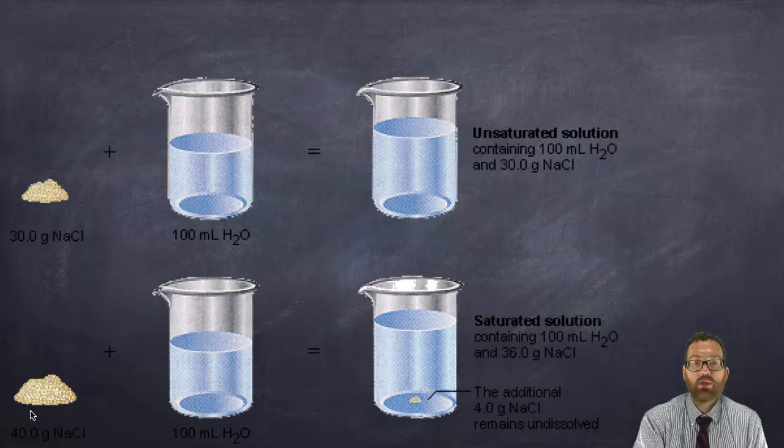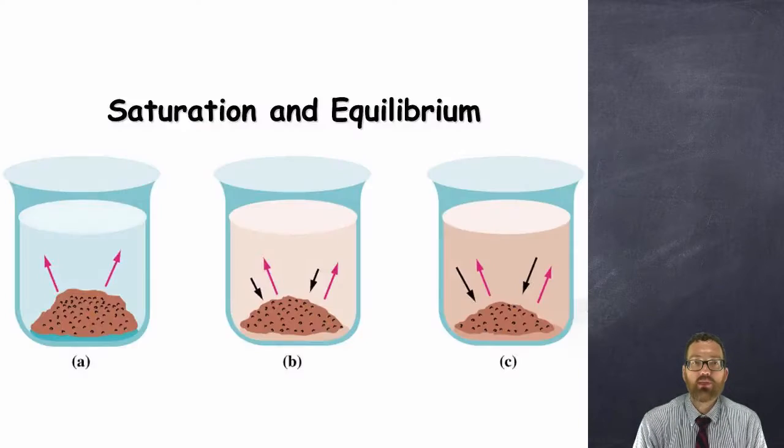If I added 400 grams of salt to 100 grams of water, the resulting solution would be saturated. 36 grams of it would dissolve at room temperature, but there would be 4 grams of solid sodium chloride undissolved on the bottom. No matter how much you stirred this thing up, this 4 grams wouldn't go away. That tells me that the water is holding or dissolving the maximum amount of solute that it can at that temperature. That's why this solution is considered to be saturated.